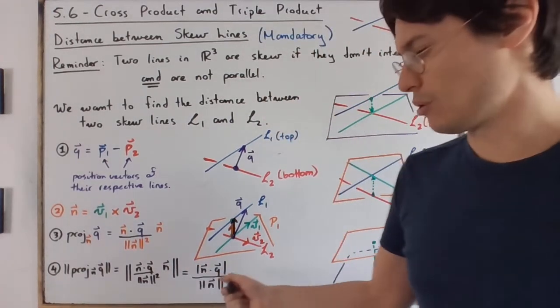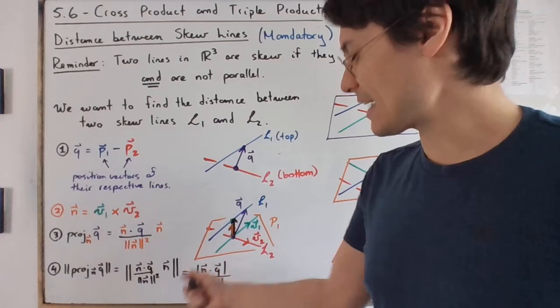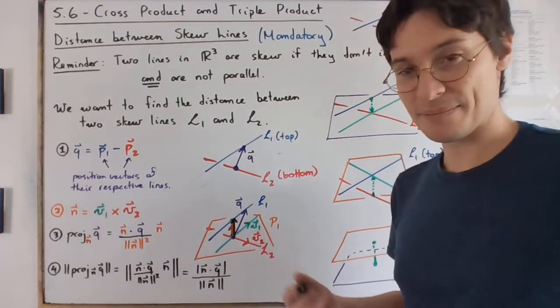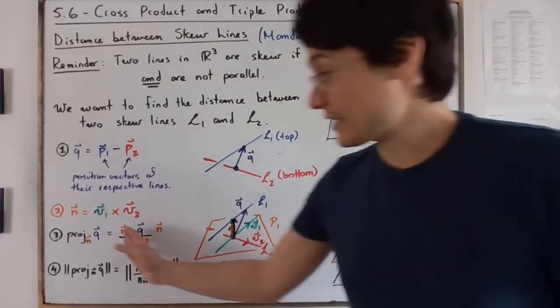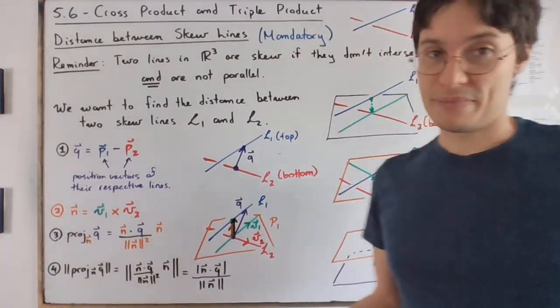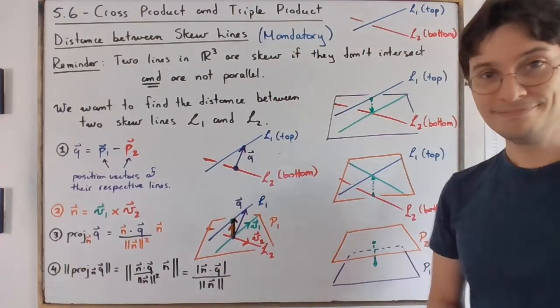So you can work this out, and you will see that this is how it simplifies. Otherwise, just take the projection and compute its norm. That's what I would do actually.